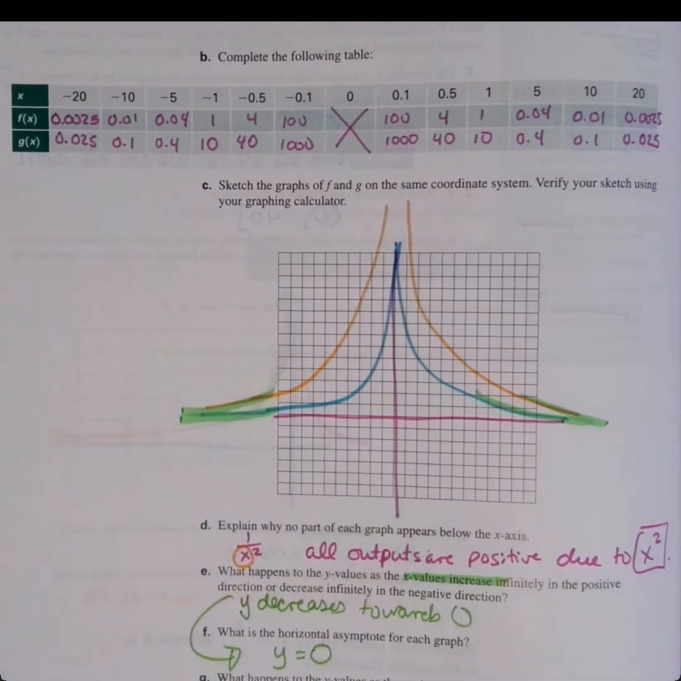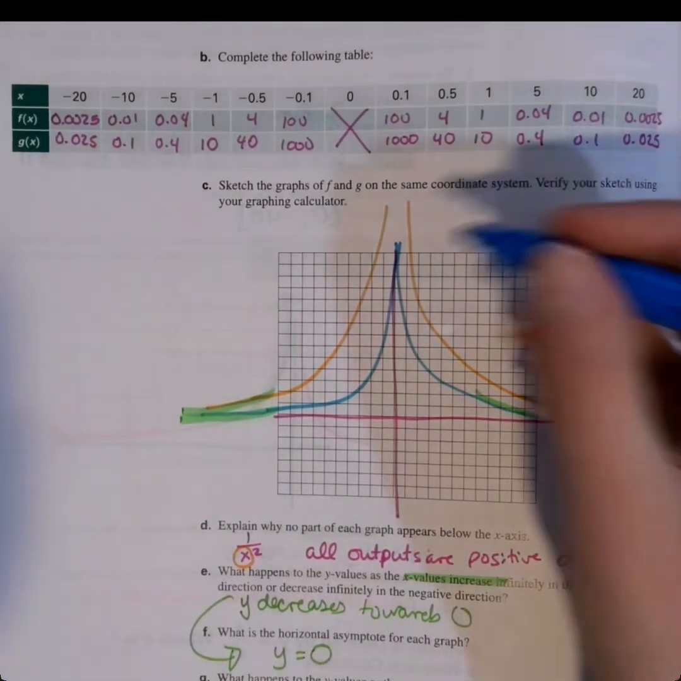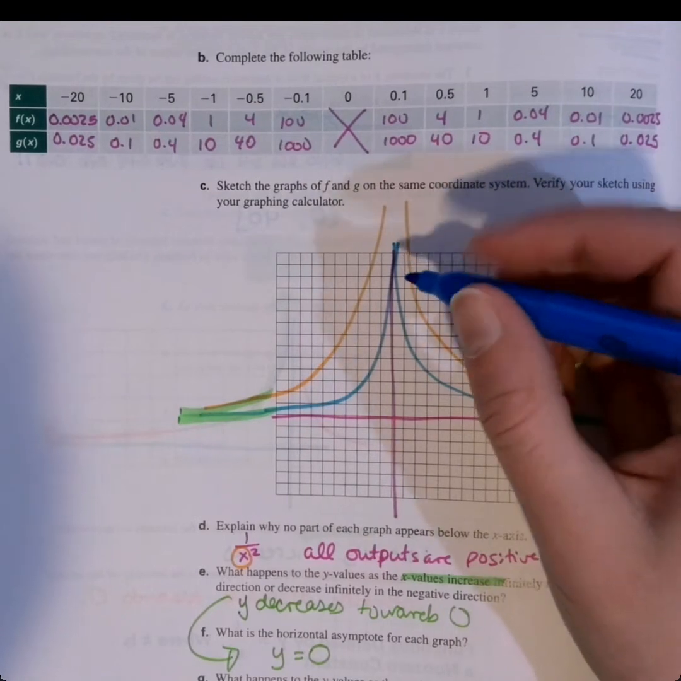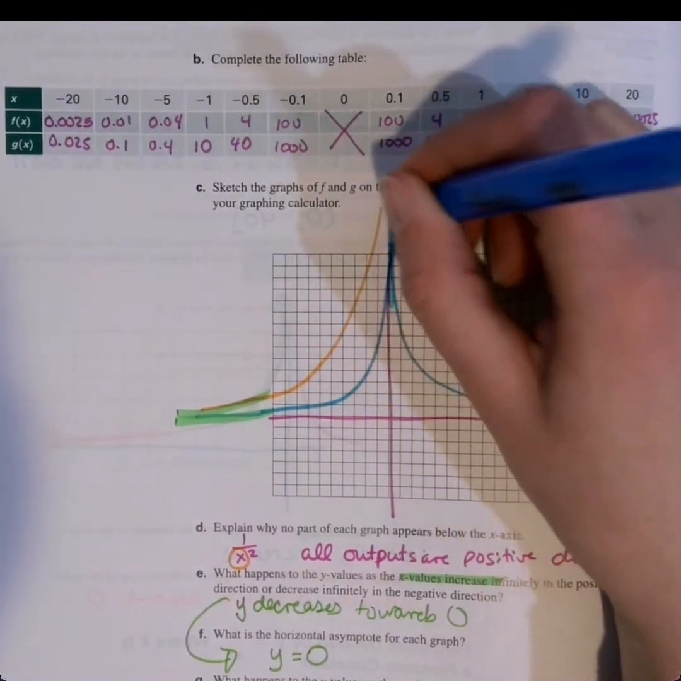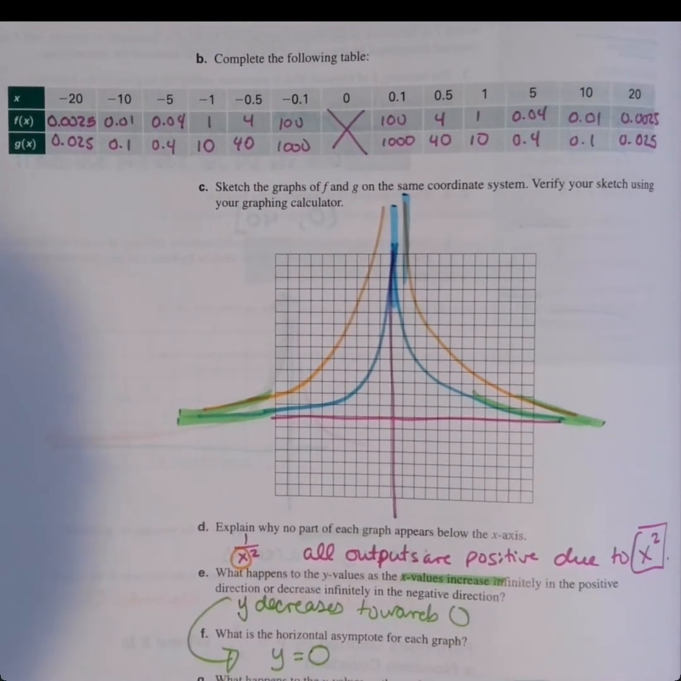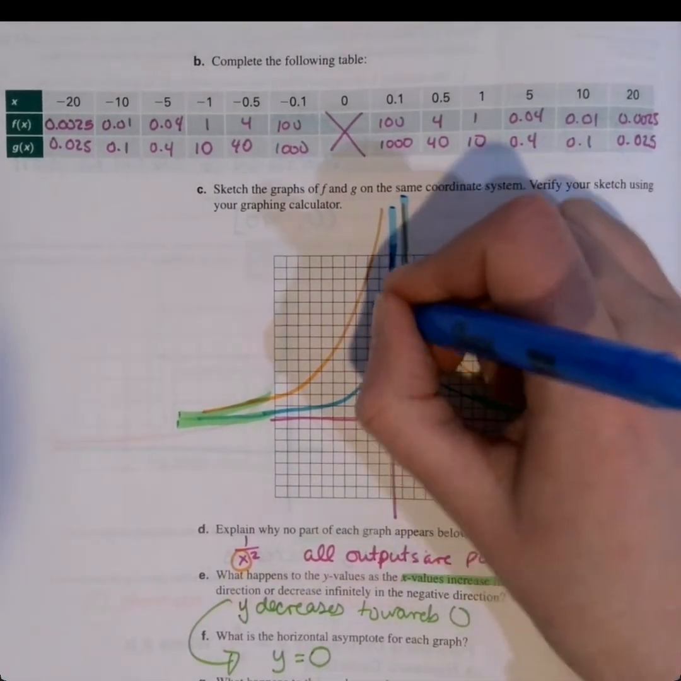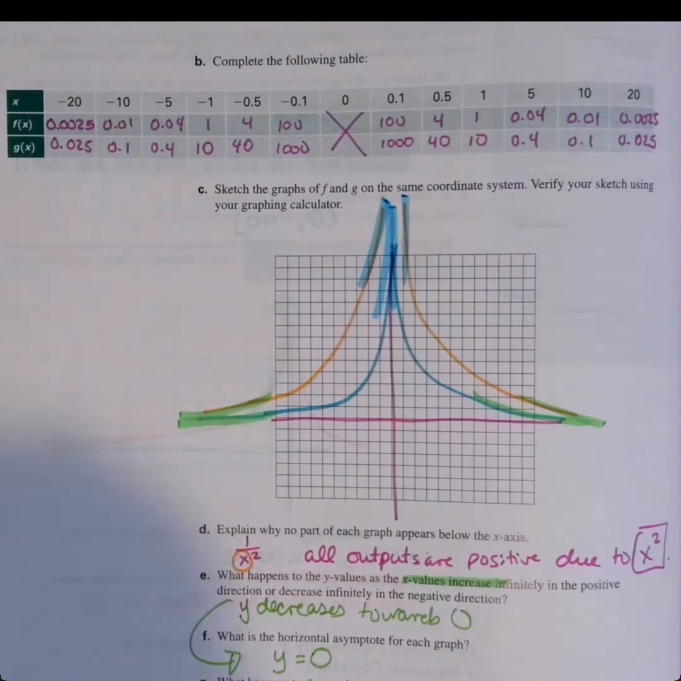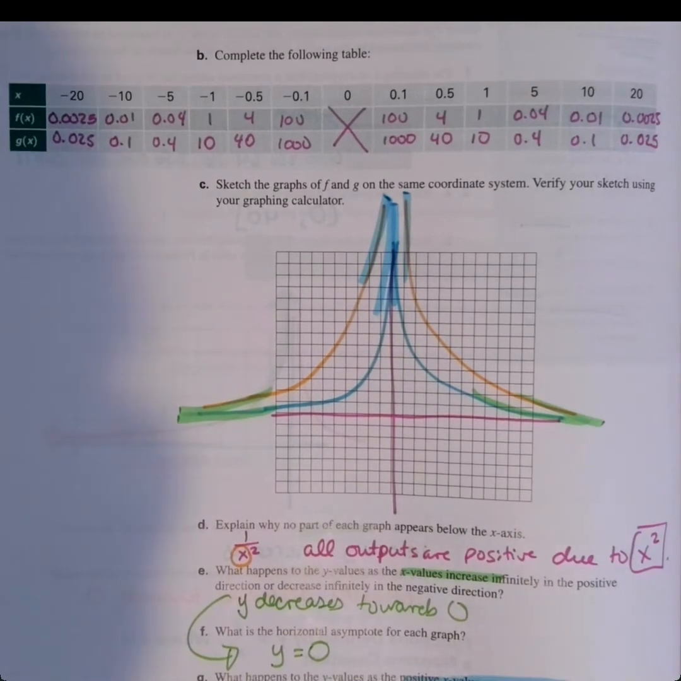Then what happens to the y values as the x values get closer to 0? So first of all, they ask us about positive x values getting closer towards 0. And then they ask us about negative x values getting closer towards 0. But the same thing is going to happen on both of those, is that the y values are going to get larger. So the y values increase.